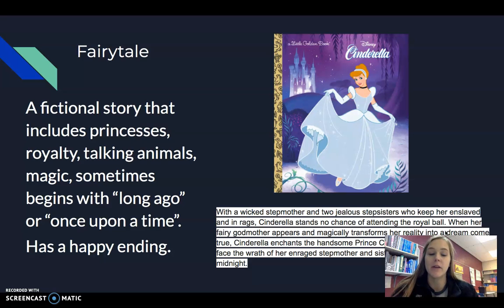And it says, with a wicked stepmother and two jealous stepsisters who keep her enslaved and in rags, Cinderella stands no chance of attending the royal ball. When her fairy godmother, there's our magic, appears and magically transforms her reality into a dream come true, Cinderella enchants the handsome Prince Charming, so there's our royalty, at the ball. But she must face the wrath of her enraged stepmother and sisters when the spell wears off at midnight. So we have the magic, we have the royalty, and if you've read Cinderella or if you've seen the movie, you do know that it has a happy ending, so it is a fairy tale. Right now, you need to go fill in your fairy tale notes.